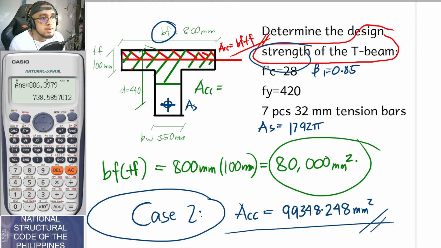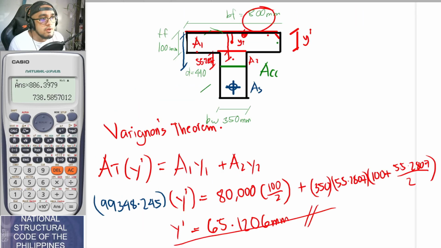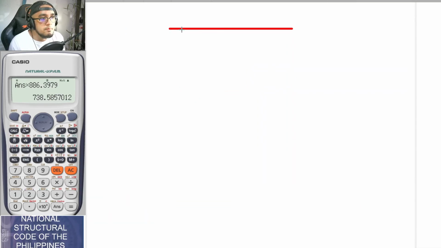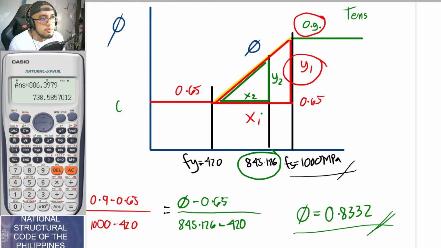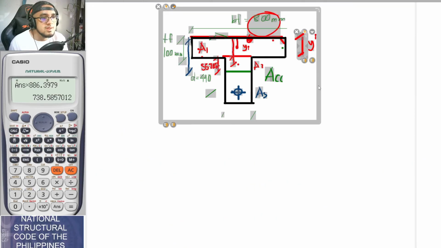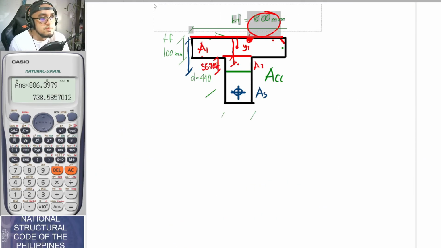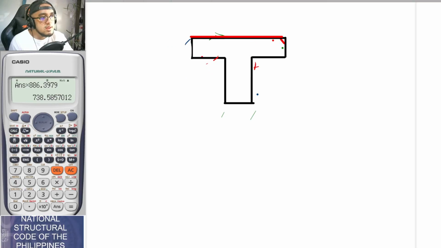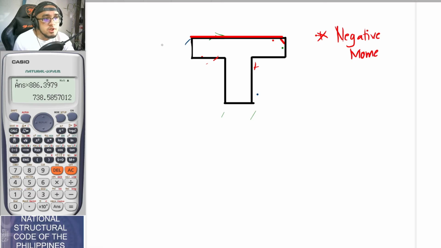Because for negative moments, for example, let's say you have a T-beam. I will just copy this drawing. So let's say that this is to be your T-beam. I will just be erasing all. So let's say that this is to be subjected with negative moment. So for example, you are analyzing its design strength for negative moment. So when you say negative moment, it means that the one on top is to be your tension, so tension here, and the one at the bottom is to be for your compression.